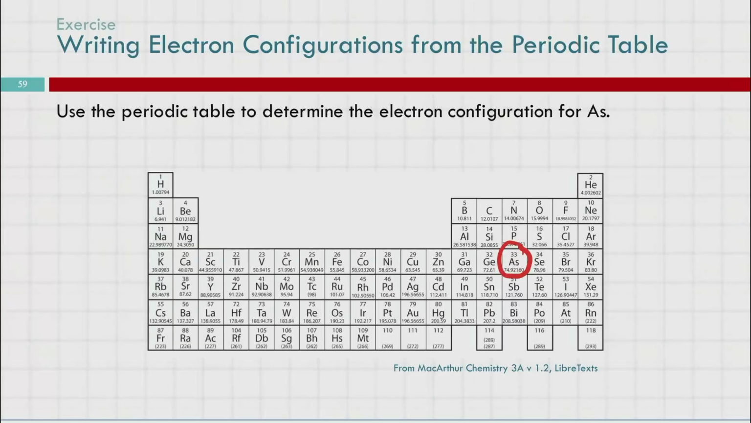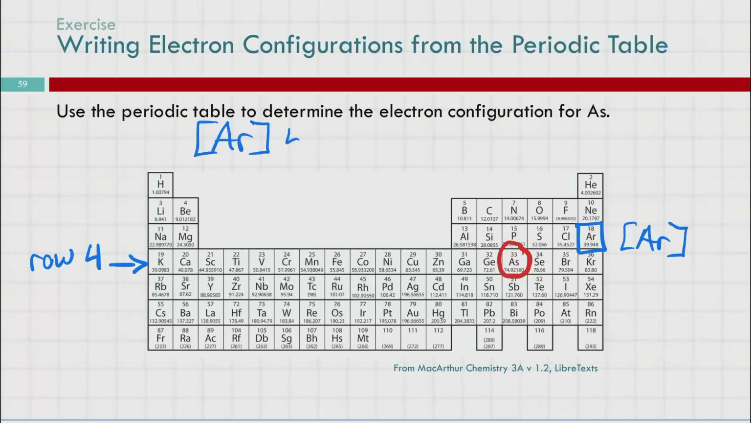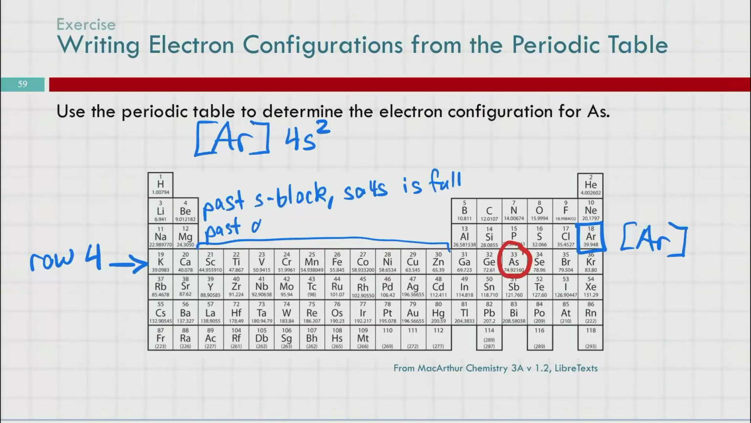All right, so we are going to start off with our previous noble gas. What is our previous noble gas? So argon is our previous noble gas. We're going to use that as our shortcut. And then we look next at our row 4, because that's what comes after argon. We are past our S block, so S block is full. So 4S is full. We are also past our D block, so our D block is full, or our not 4D, 3D. So 3D is full.